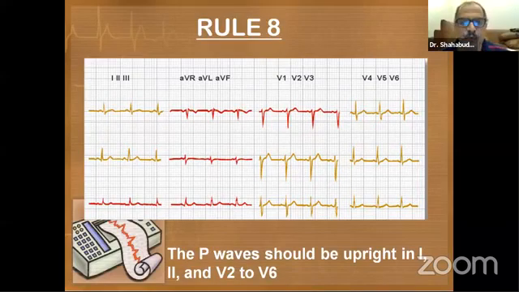Then rule 8: the P wave should be upright in leads 1, 2, and V2 to V6. As the vector is moving towards the zero angle, or towards the left, it is positive in the hemifield of leads 1 and 2, and also in V5 and V6.